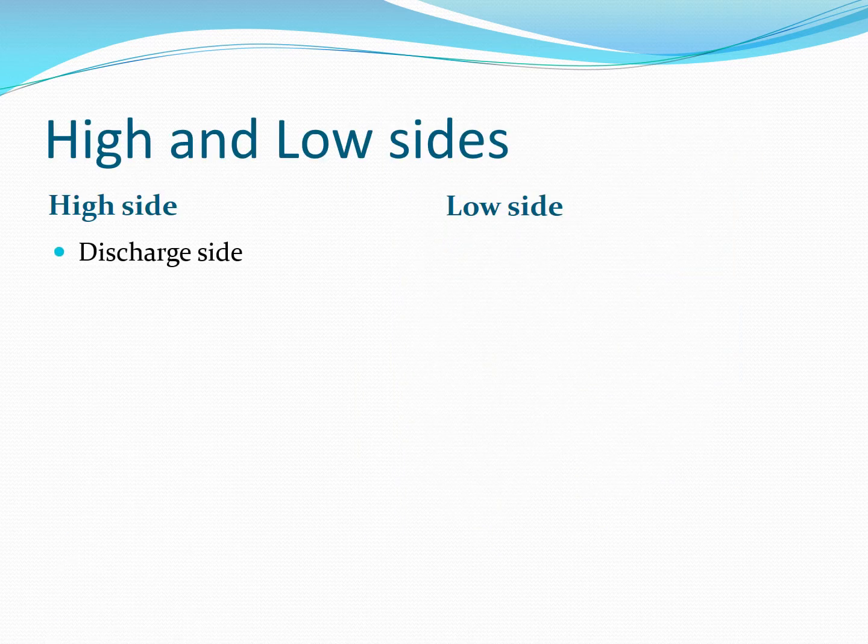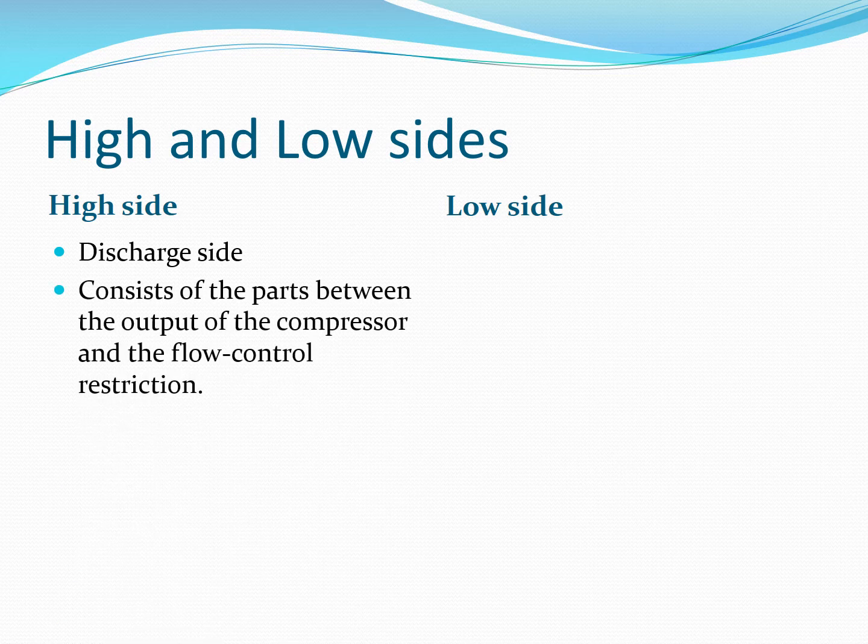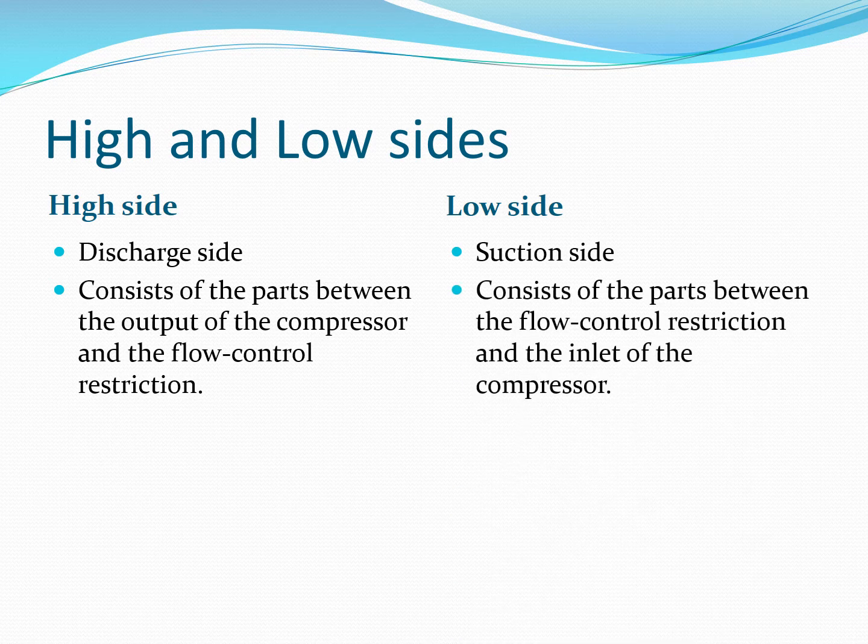So, as I said here, high side is the discharge side. Consists of the parts between the output of the compressor and the flow control restriction. Low side is the suction side. Consists of all the parts between the flow control restriction and the inlet or suction side of the compressor.